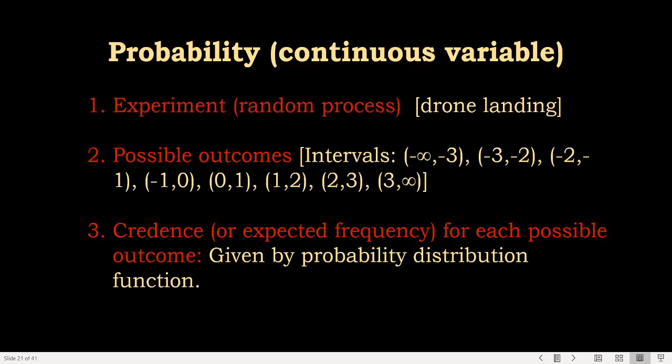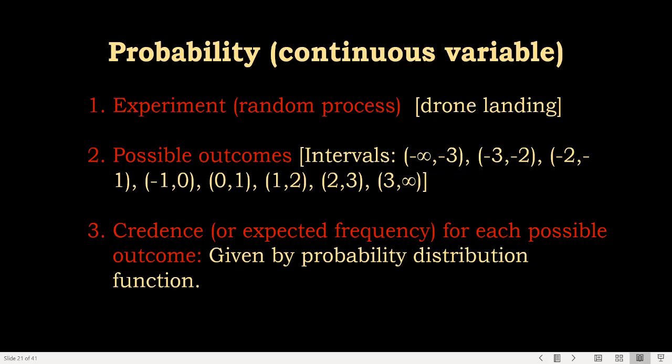And the third element is the same. We give credence or expected frequency for each possible outcome. In this case, the outcomes are the intervals. Now, how do we do that? In the case of rolling the die, it was easy. We gave an equal probability to each of the possibilities. But in this case, it's not easy.